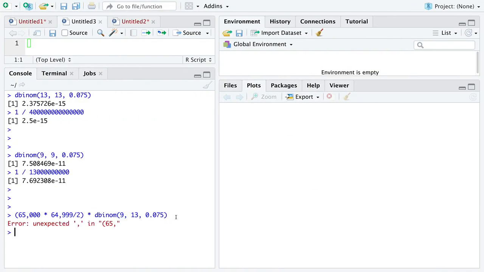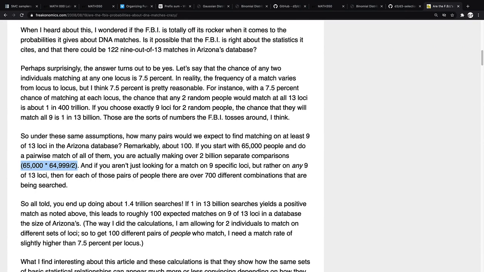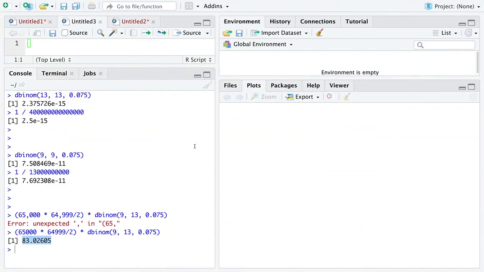So our question is, how close is this number to 100? And not very, because there's commas in our numbers. Let that be a lesson to you. No commas in our 83. 83 is a pretty rough estimate of 100, but remember, he's saying remarkably, it's about 100. The exact calculation is about 83 matches.